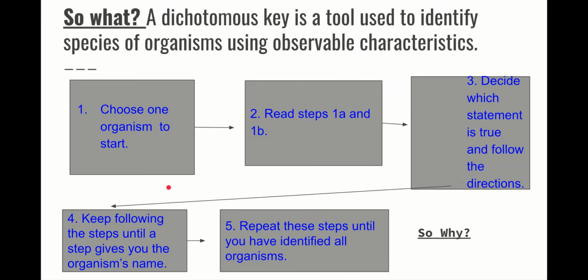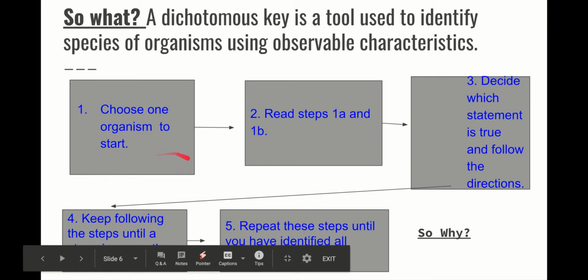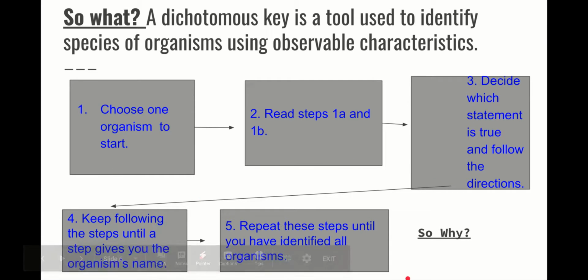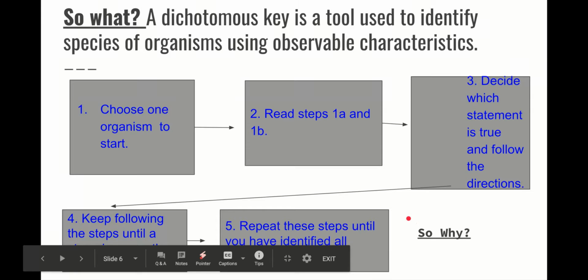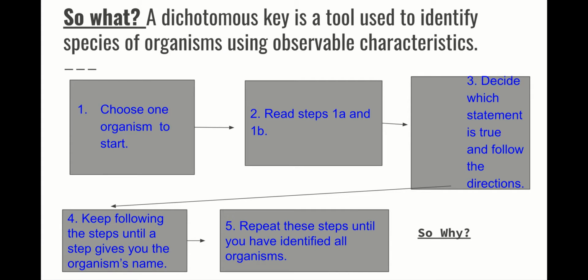Your next step is step 4. Number 4, keep following the steps until a step gives you the organism's name. This means the scientific name. And 5, repeat these steps until you have identified all organisms.